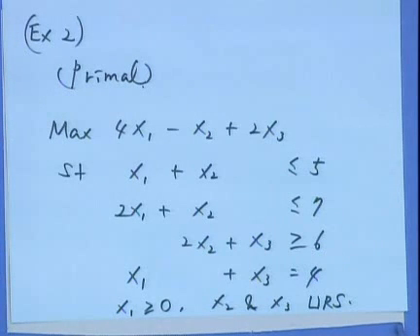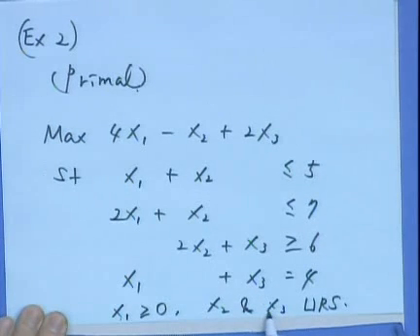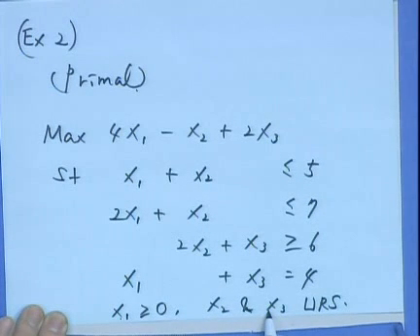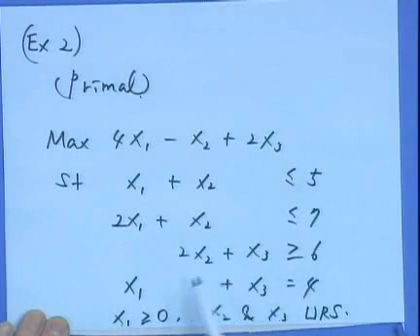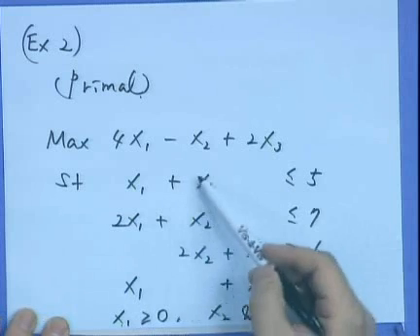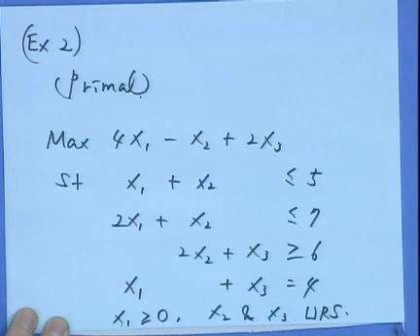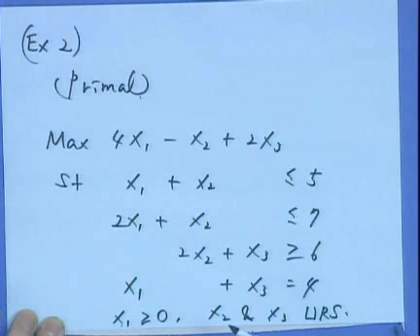Okay, this is the primal problem. As you can see here, the primal problem has only 3 decision variables, which means in the dual problem we will have 3 constraints. Likewise, in the primal problem we have 1, 2, 3, 4 constraints. That means in the dual problem we will have 4 decision variables. Is that right?